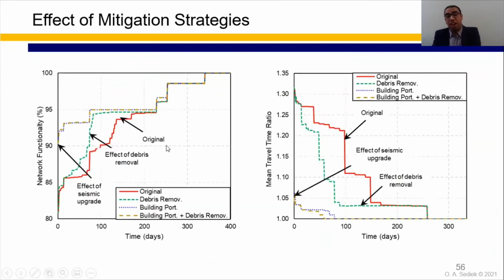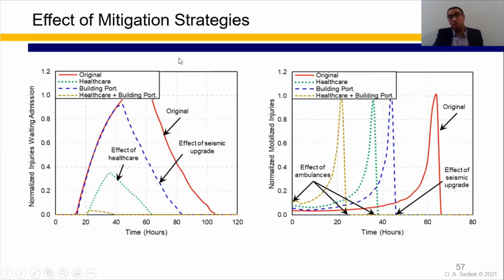So we can see the effect of these mitigation strategies on the behavior of the transportation network. Upgrading the seismic design of the buildings leads to fewer collapsing buildings. This is the improvement in the initial functionality of the transportation network just after the earthquake, and we can see this also reflected in the travel time on the transportation network. We can see the same effect of the mitigation strategies related to the healthcare system on the number of injuries waiting admission to the hospitals and the mobilized injuries inside the community.